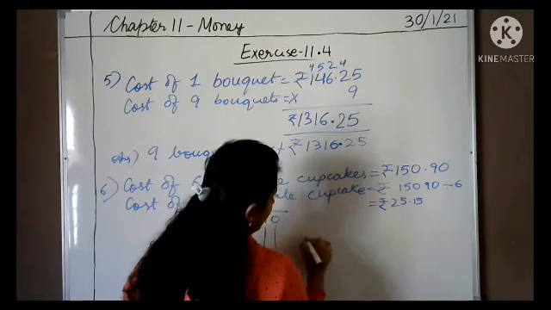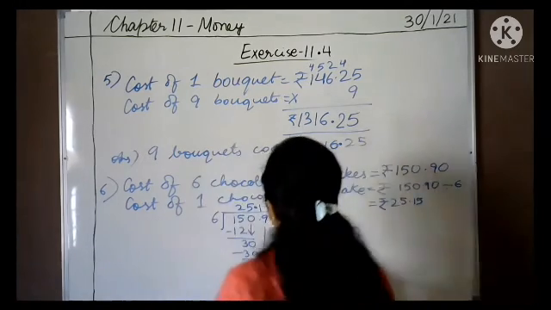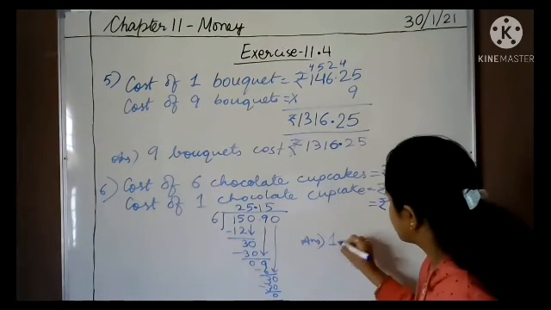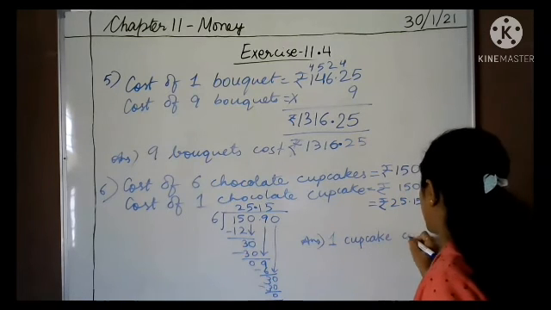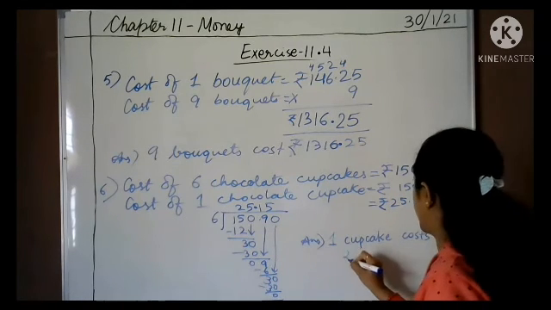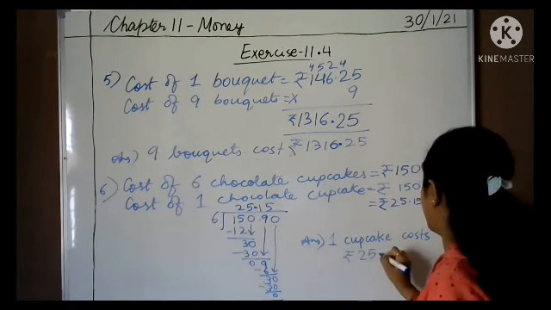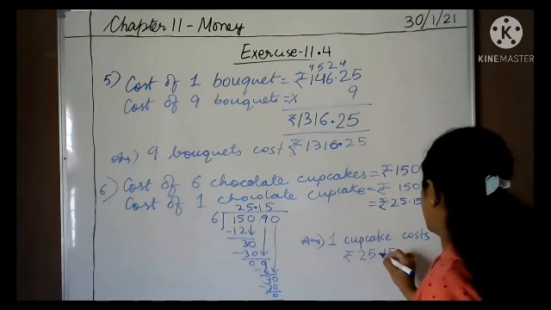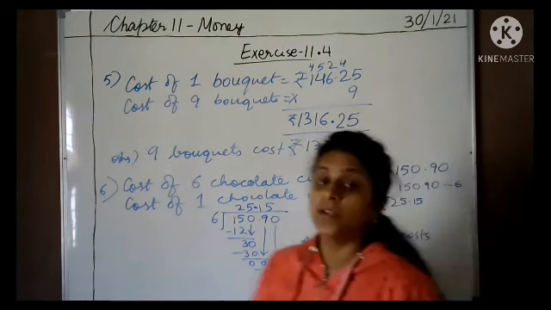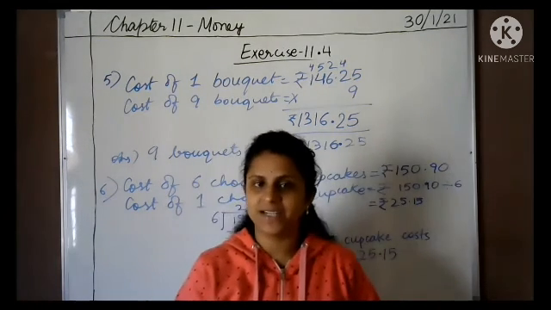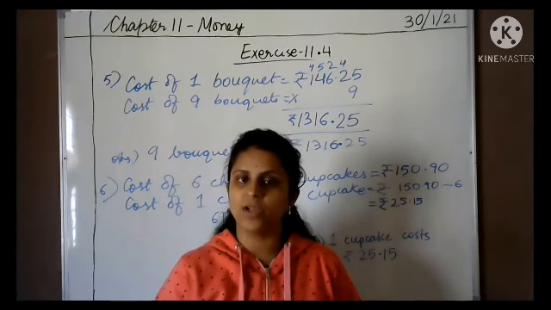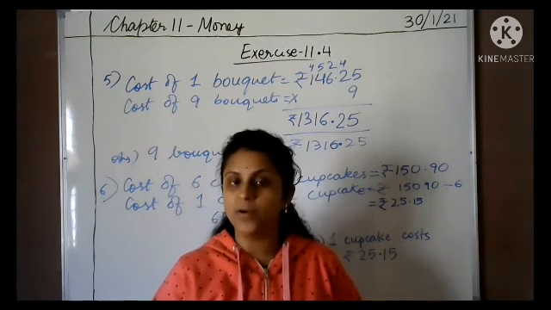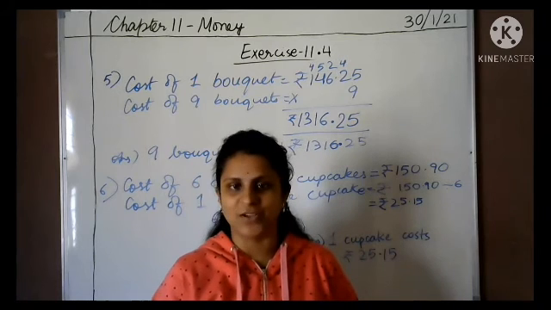So what we will write as final answer? We will write down that one cupcake costs rupees 25 and 15 paise. So children, with this we have completed exercise 11.4. Now let's discuss exercise 11.5, where we will learn about bills that we get from the grocery stores.